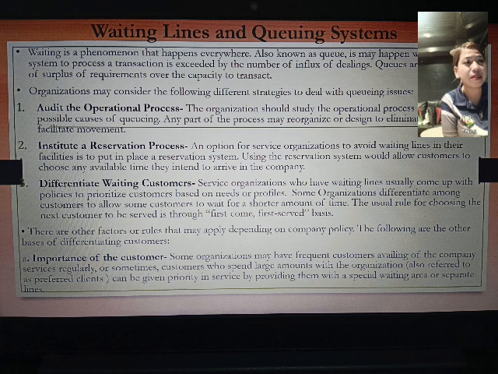Next is institute a reservation process. Iniya, option iniya for service organizations para ma-avoid ang waiting lines.